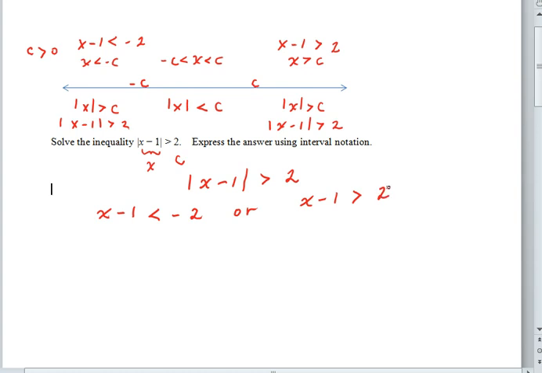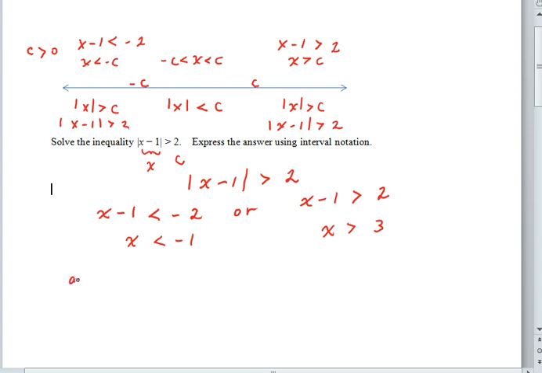So now in this particular example, we just have to add 1 to each side. Negative 2 plus 1 is negative 1. In the other case, when I add 1 to each side, x is greater than 3. And so in these two intervals, the absolute value of x minus 1 is greater than 2.